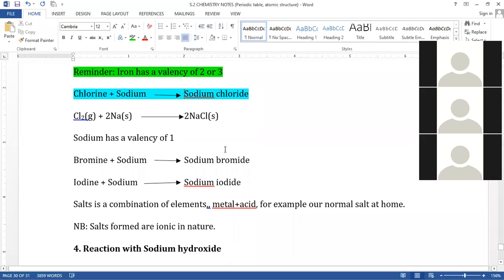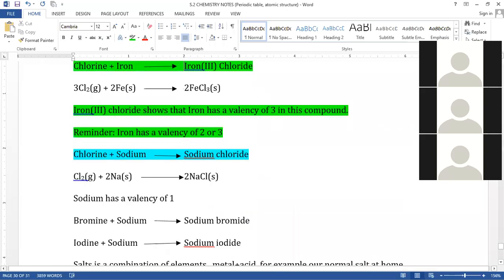Can you repeat your question, the first bit of the question? Like when you react elements with differing valencies, do you get mixed oxides?